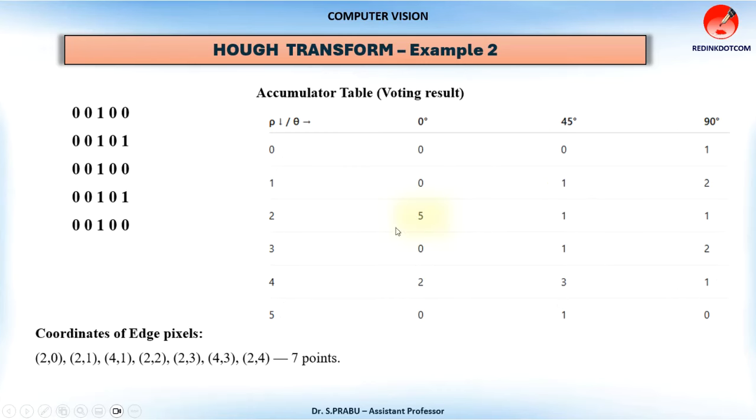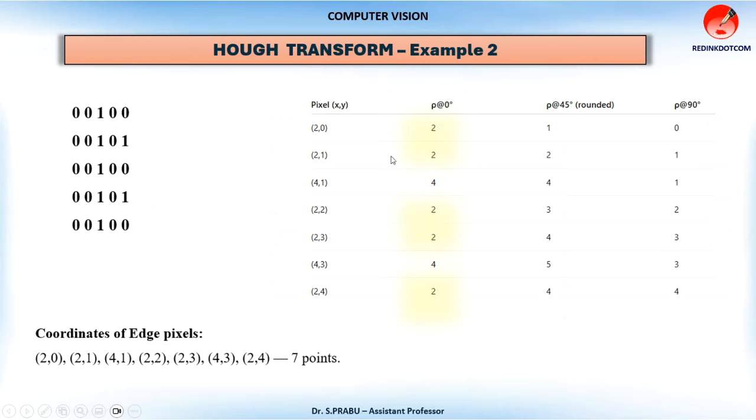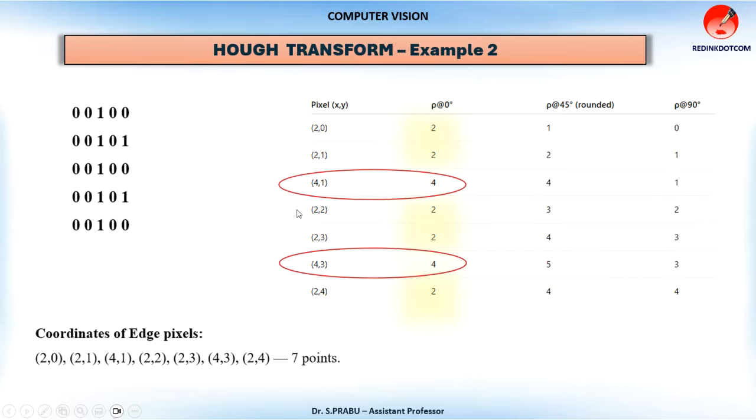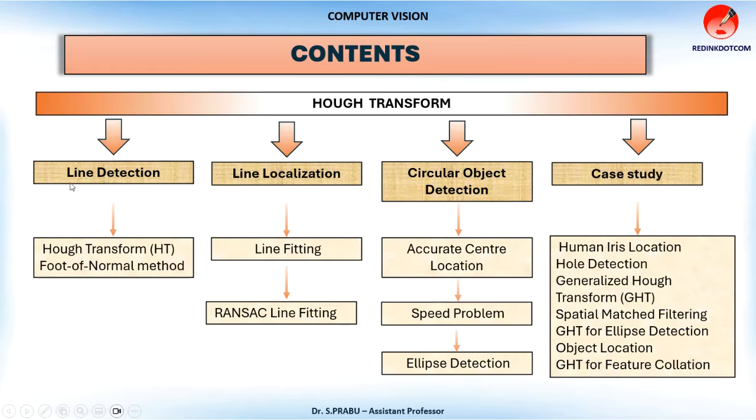So the rho value is 2 and the theta value is 0. Only these 5 pixels contribute to this straight line. So we can reject these 2 lines. So the Hough transform avoids these 2 unnecessary noise points and detects only the straight line coordinates. I hope you now understand how the Hough transform identifies the straight line. So the line detection by the Hough transform method is over.